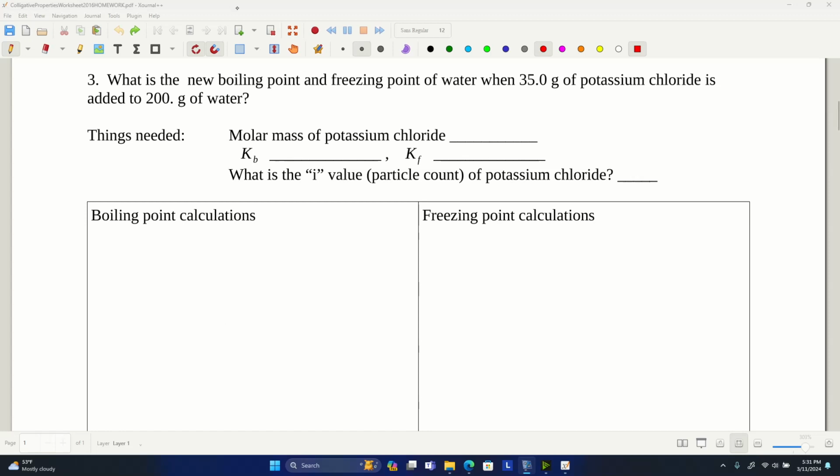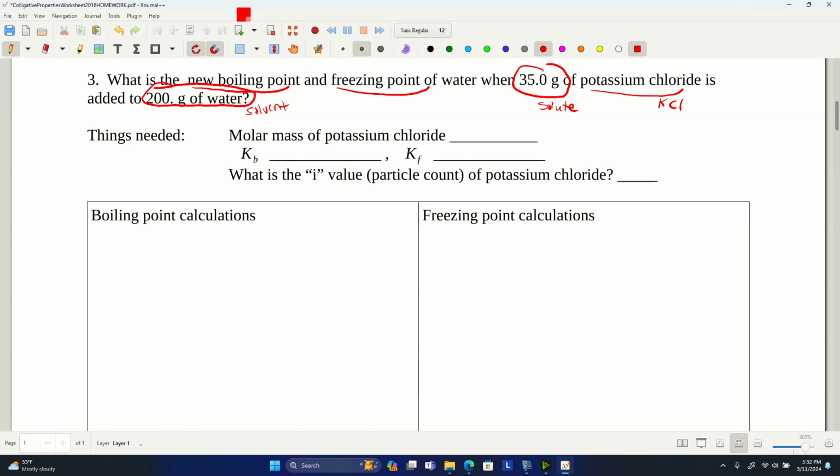So it first says, what is the new boiling point and freezing point of water when there's 35 grams of potassium chloride, which is KCl, added to 200 grams of water? So the first thing we need to do is figure out which one is the solvent and which one is the solute. The solute is the one that's less. So this is the solute, and that makes this the solvent. Once we do that, we'll be able to figure out what to do on the other things.